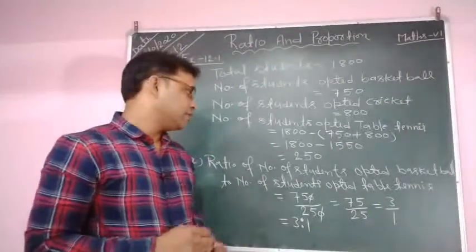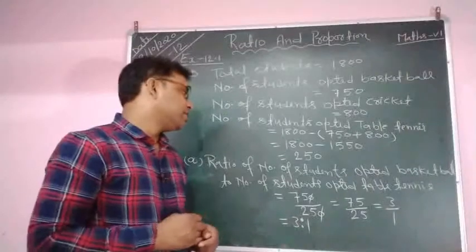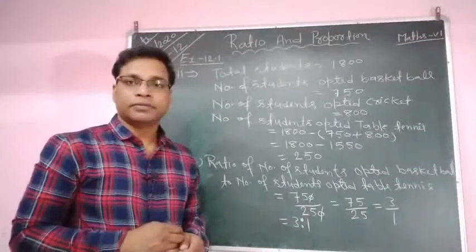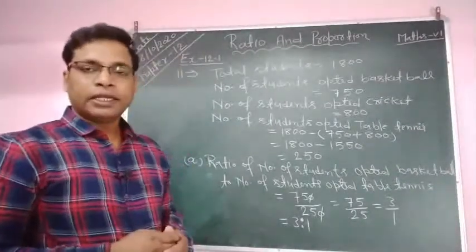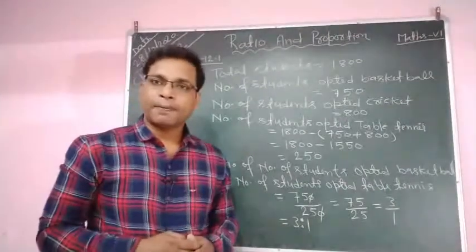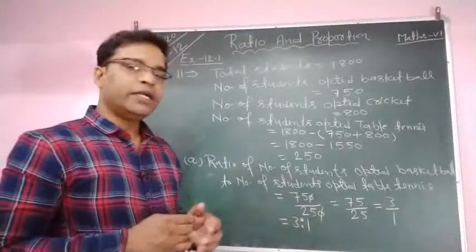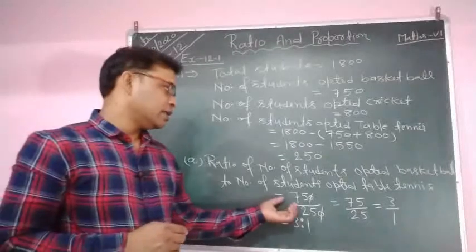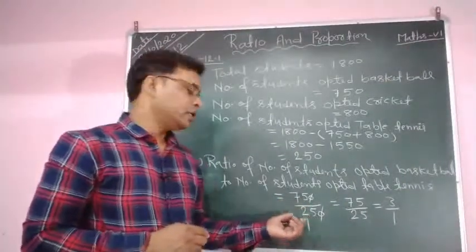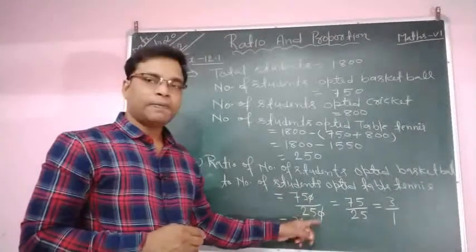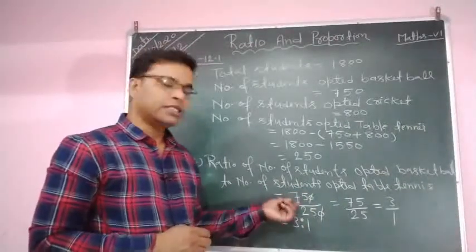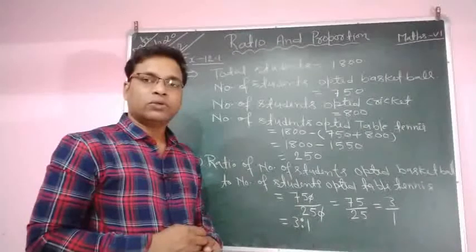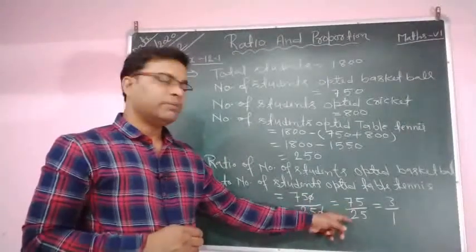Okay. So for the first ratio, you need to find the number of students who opted basketball to the number of students who opted table tennis. In this question, it is given that 750 students opted basketball, and we found that 250 students opted table tennis. So in this case, we can write it as 750 by 250. First we cancel 0 by 0, or you can say first we divide by 10, 750 and 250, then we obtain 75 by 25.